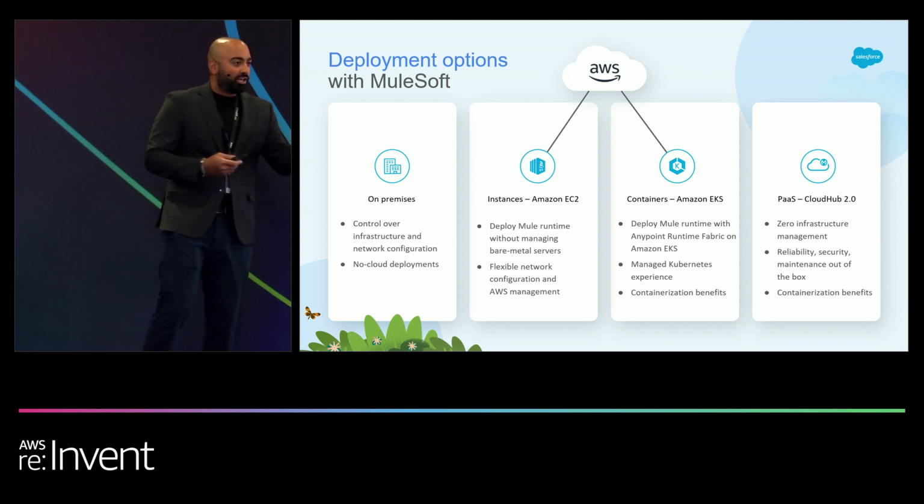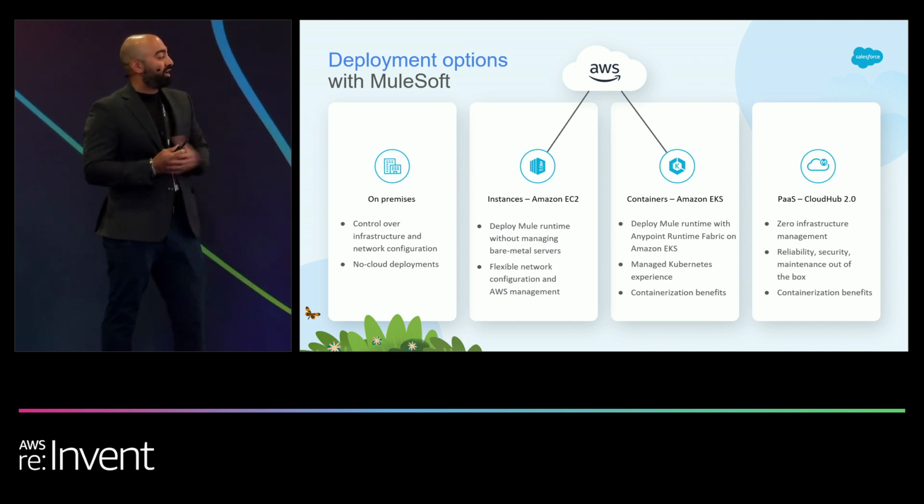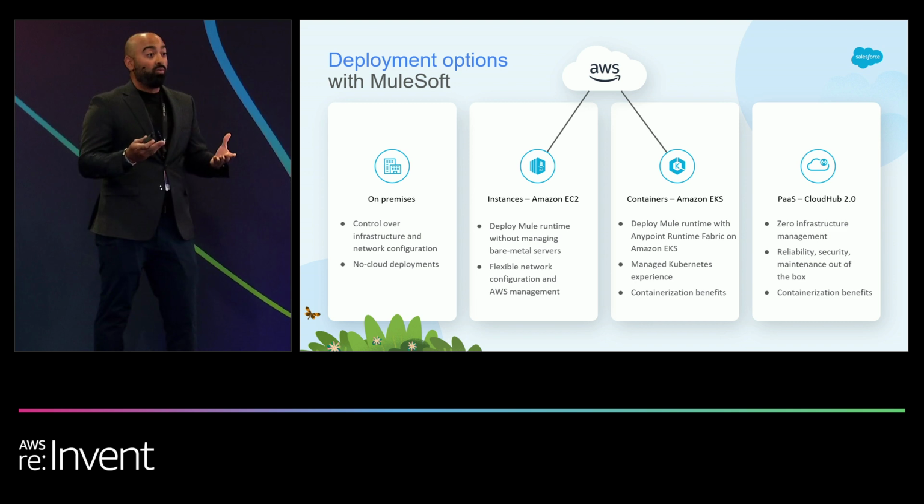And then to talk about the AWS side, the Amazon side, we do have options to deploy Runtime Fabric on both EC2 and EKS. Again, keeping it very flexible and giving you the option to pick and choose exactly what and where you deploy.